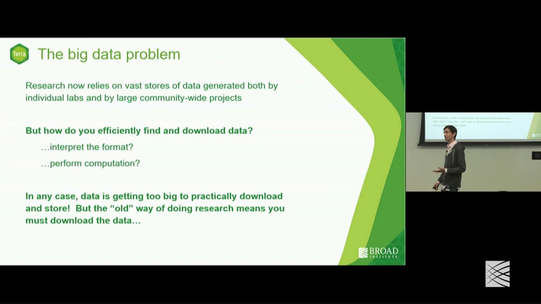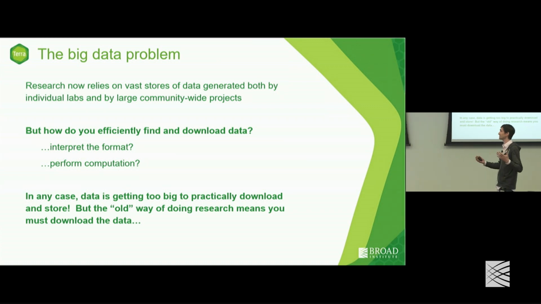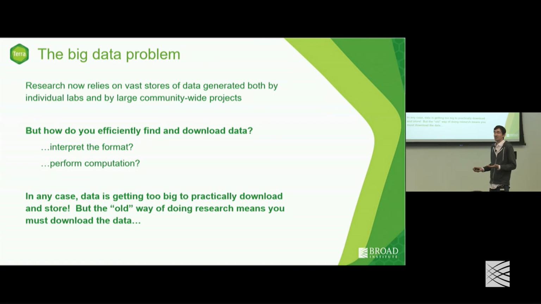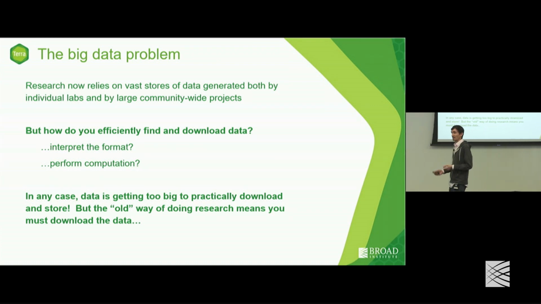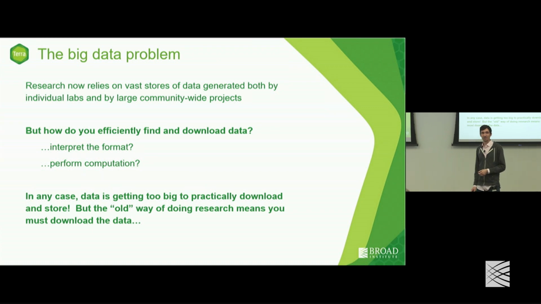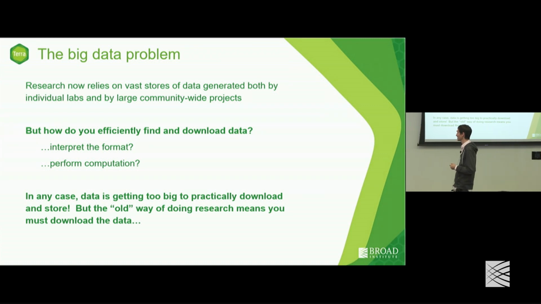It's now becoming obvious that research really relies on huge quantities of data generated by both individual labs and huge consortia. And how do you find what you're looking for? How do you work with that data? There are big problems about how you interpret the format if it was produced by one group or another. How do you compute on that if it's such a huge amount of data? Is it realistic to build a massive computing center to do a study? In any case, data is just getting so big that it's not really practical to download anymore. The amount of storage you have is quickly outpaced by the amount of data that's available.